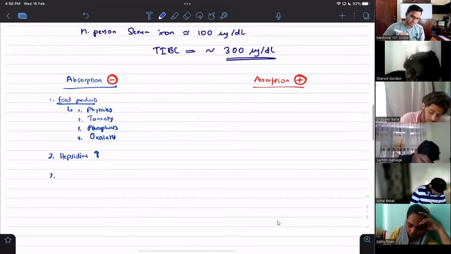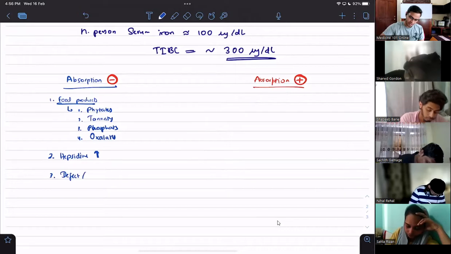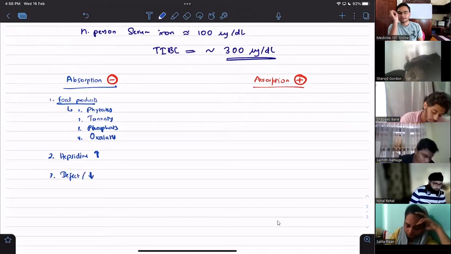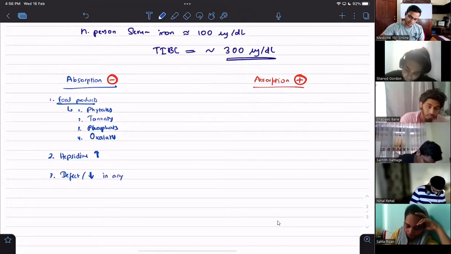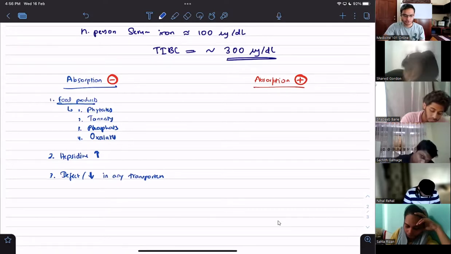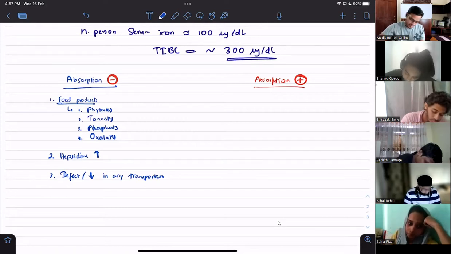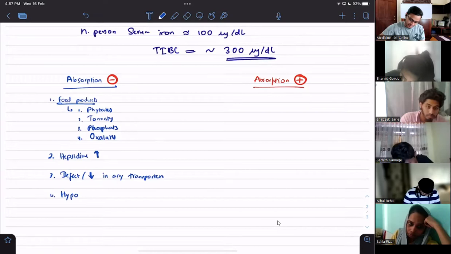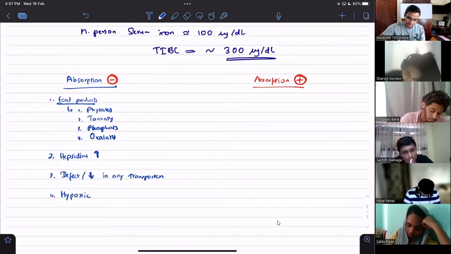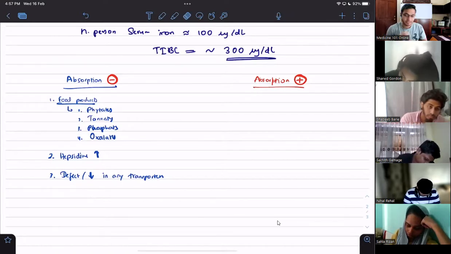Next one, any defect or reduction in any of the transporters. It can be any genetic defect, in any of the transporter proteins: DMT1, ferroportin, heme iron transporter, anything. It can also cause reduction in absorption. Then tell me this one, hypoxic states. No, we'll leave that for a bit. I will tell you all why.